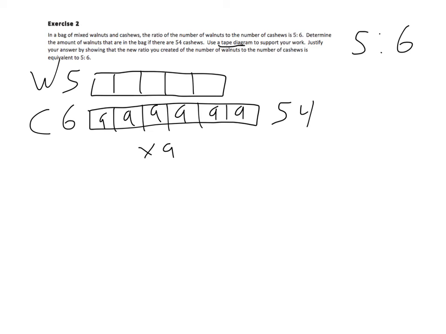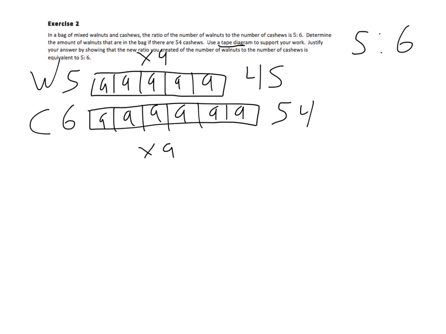So we went 6 times 9 to get to 54. Well, we want an equivalent ratio, we need to do the same to the top. Multiply by the same number. So we're going to multiply by 9 again. Or put 9 in all of our boxes. So 9 times 5 is 45. So we would have 45 walnuts in the bag.